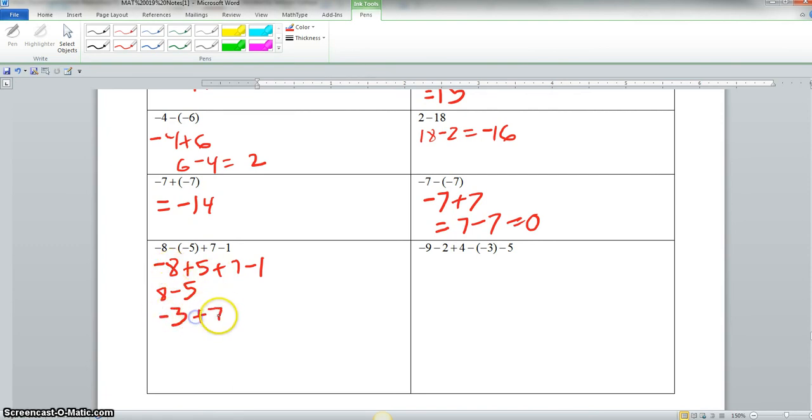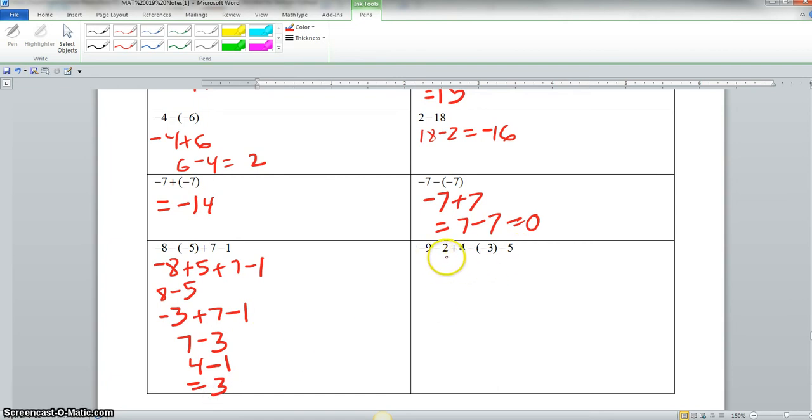And we'll bring down our plus 7 minus 1. Now we have negative 3 plus 7. We would think of this as 7 minus 3, which we know is 4. And since 7 is positive, and it's the larger number of the two, 4 will be positive. And we'll bring down our minus 1. And 4 minus 1, we know is 3.